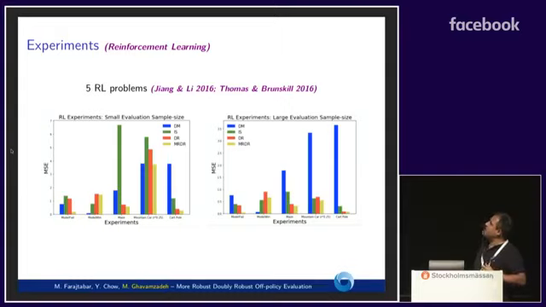Jiang and Li paper, in 2 different scenarios. When the evaluation set is small, in this case importance sampling has a very large variance and large MSE on the left, and the case where the evaluation size is big and the importance sampling variance is small.